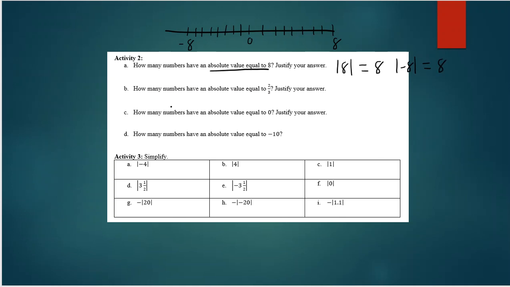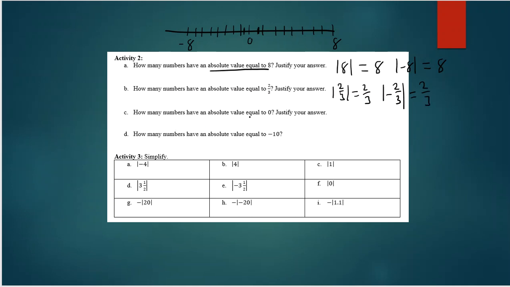Okay? How many numbers have an absolute value equal to 2/3? Well, that would be 2. 2/3 right here is 2/3 away from 0 on the number line. And also, negative 2/3 is 2/3 away from 0 on the number line. So the absolute value of 2/3 is 2/3. And the absolute value of negative 2/3 is also 2/3.